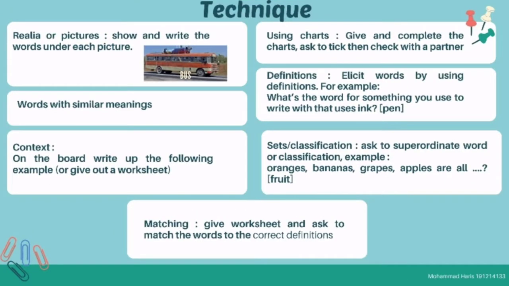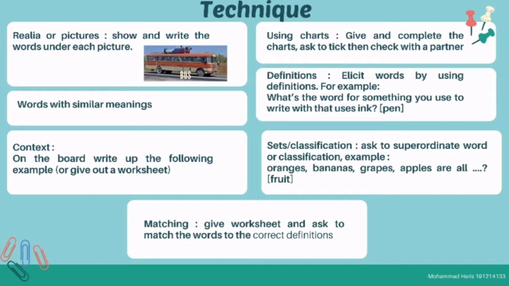Here we have several techniques. Realia or pictures: show and write the words under each picture. You can see an example of realia or pictures. And using cards: give and complete the cards, ask them to tick, then check with a partner.